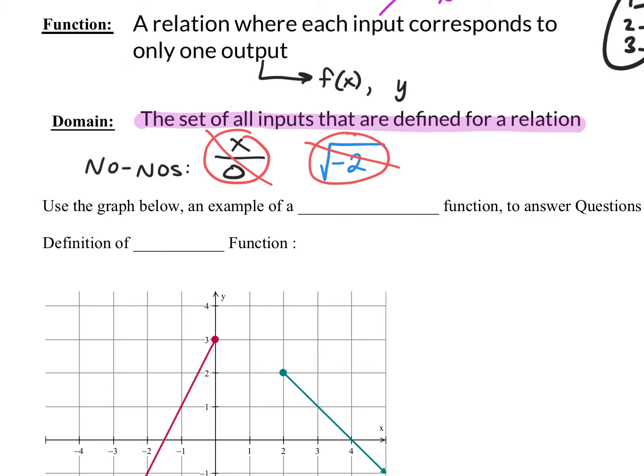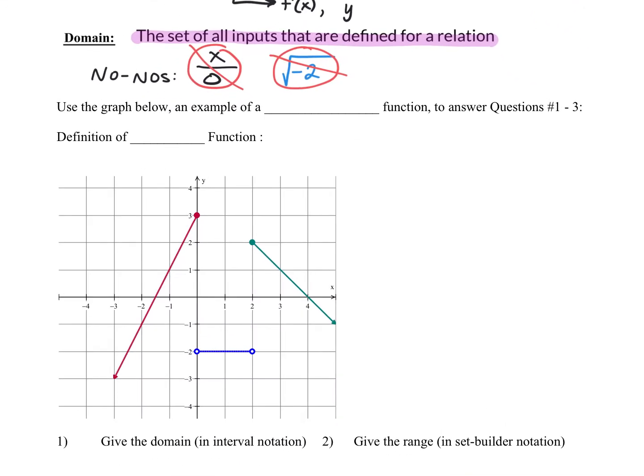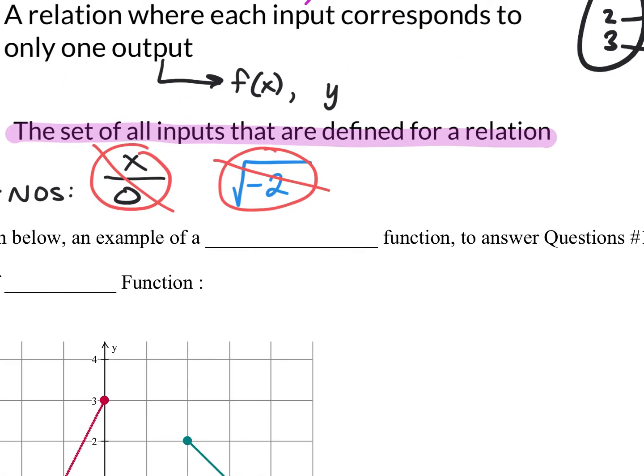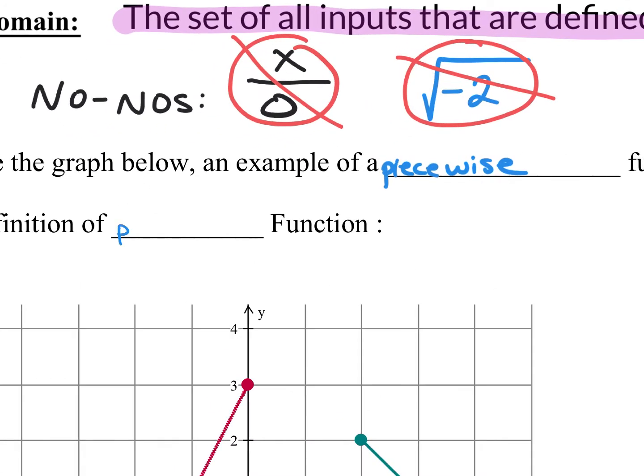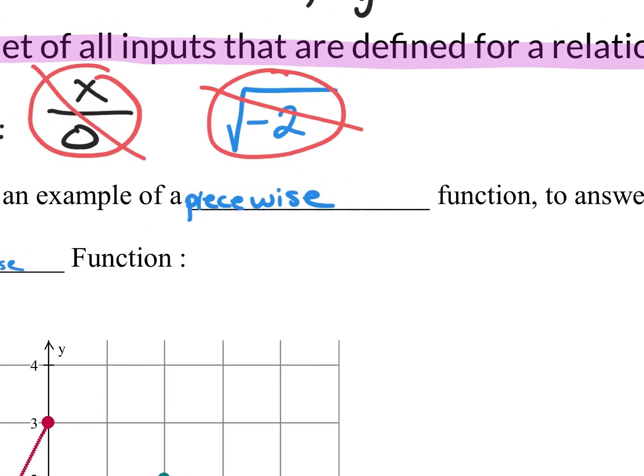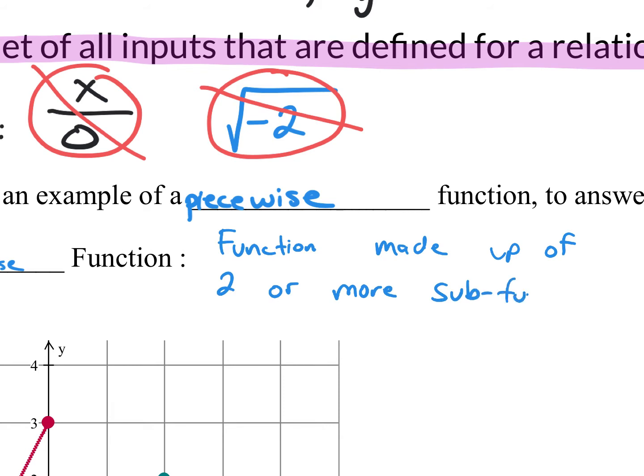All right, we've got our definition squared away. Let's keep moving. Here we have a graph. It's an example of what we call a piecewise function, so I'm going to write that in here, and you should do the same. The definition of a piecewise function is a function made up of two or more subfunctions, each with their own domain.